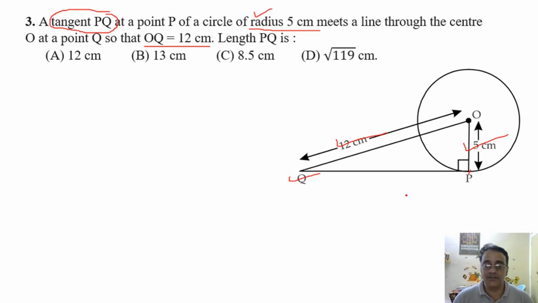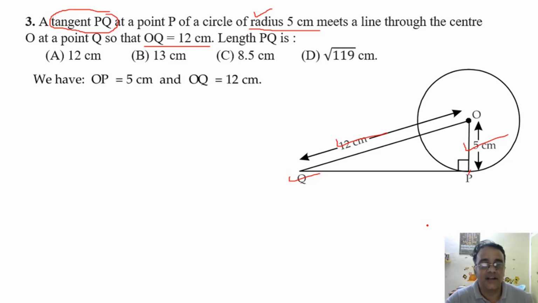But first of all, we have to show that this is a right triangle, because it is not given. How will you show this is a right triangle? By theorem 10.1. In the exam you should not write it like this; you have to write a short statement. Just writing "Tangent is perpendicular to the radius" will also do. CBSE will accept that reason also. If you want to write more, you can: tangent is perpendicular to the radius through the point of contact.